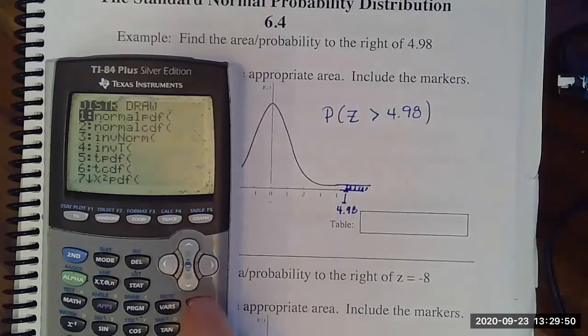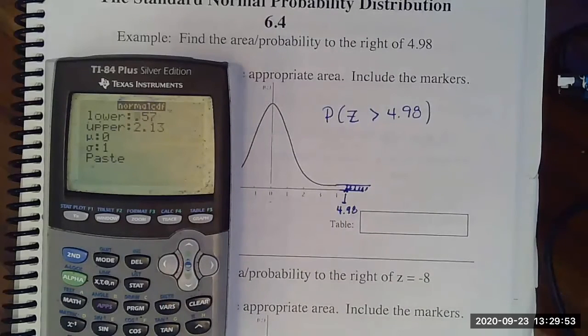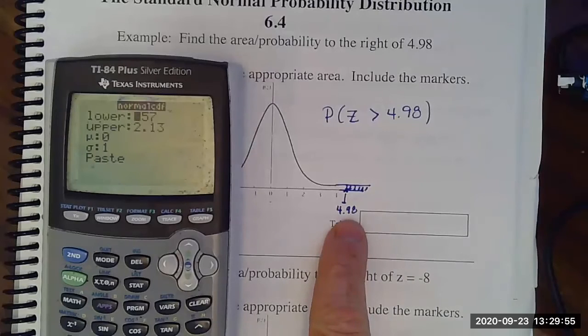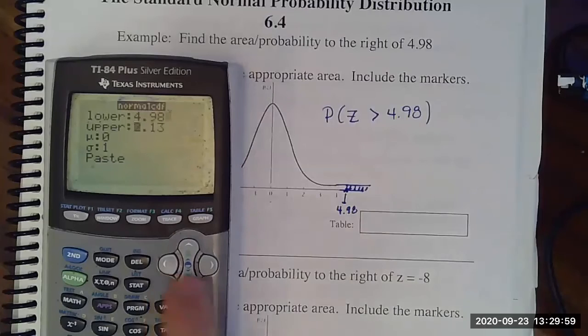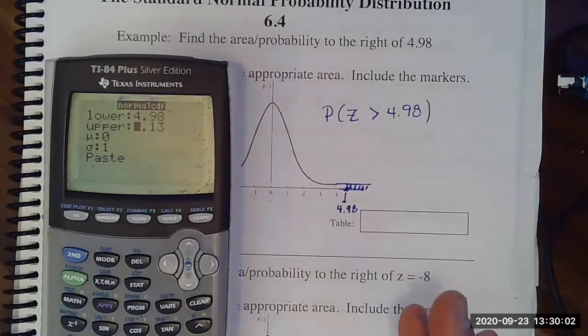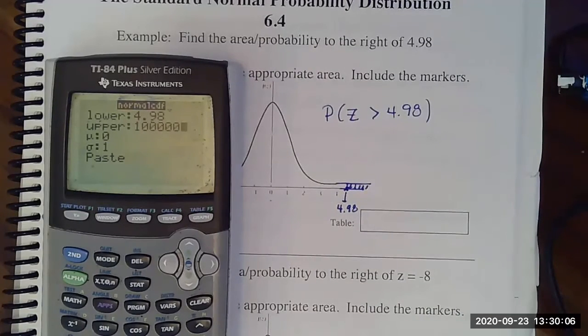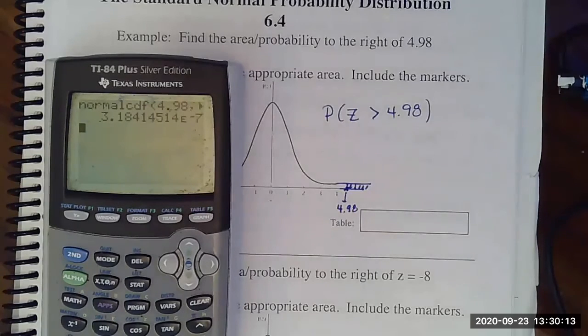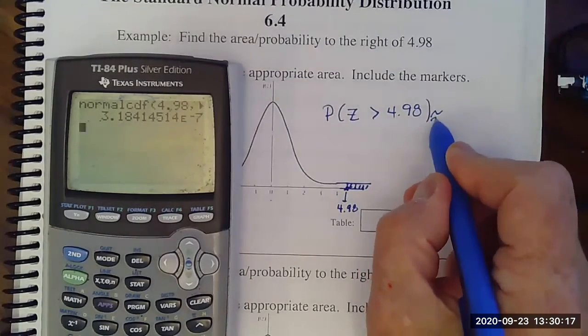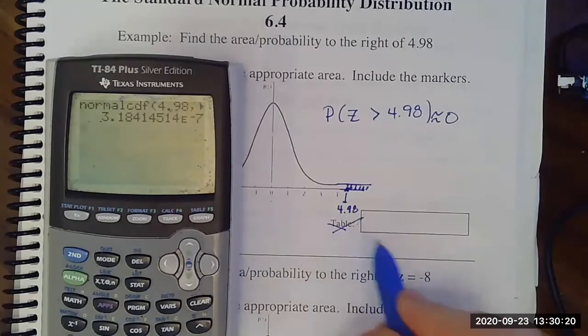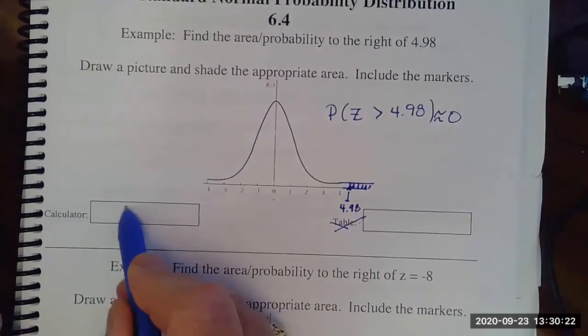So I'm going to go normal. Okay, my lower is 4.98. And then my upper is infinity, or big, ridiculous, like a lot of zeros there. Enter, enter, enter, enter, enter. Oh yeah, there's that negative exponent thing again. Yeah, that's pretty close to 0. No tables, pretty close to 0.